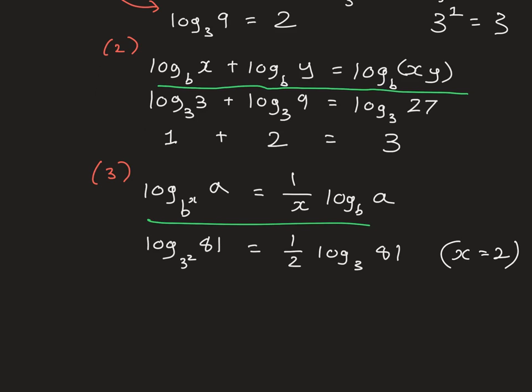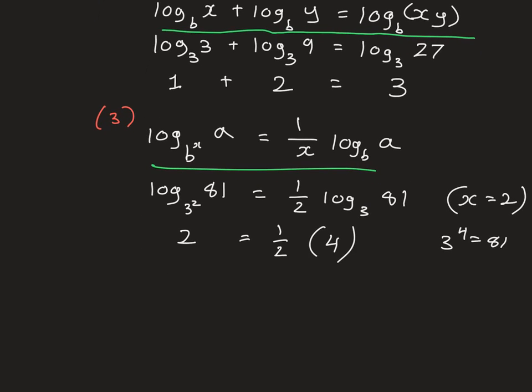So, let's evaluate this. Log base 9 of 81 is 2, since 9 squared is 81. And 1/2 of log base 3 of 81 is 4, because 3 raised to the power 4 equals 81. And we can see that 2 is indeed 1/2 of 4. So that's just an example of property 3.